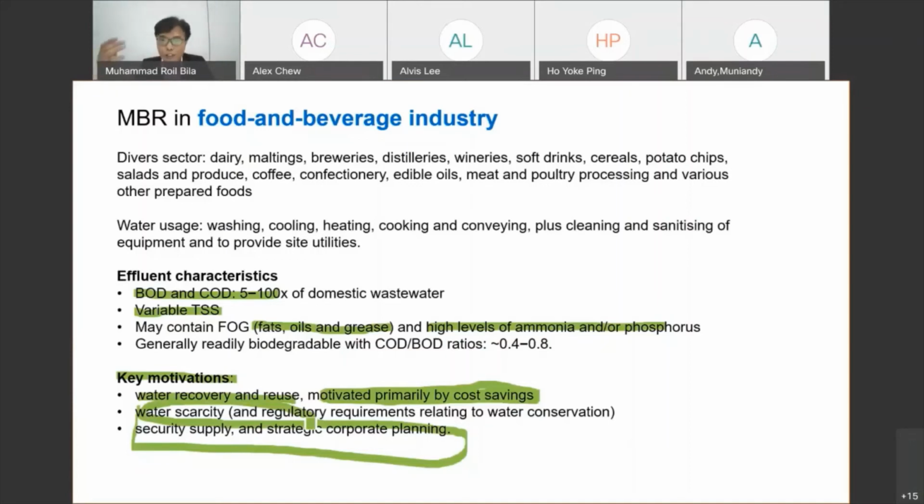Dissolved. Thank you, dissolved air flotation. I'm too tired this morning. I had a 3-hour talk like this one. I had a training, so I'm a little bit tired. So my memory is not there. Thank you for reminding me. Dissolved air flotation, yes, to remove fat, oil, and grease.